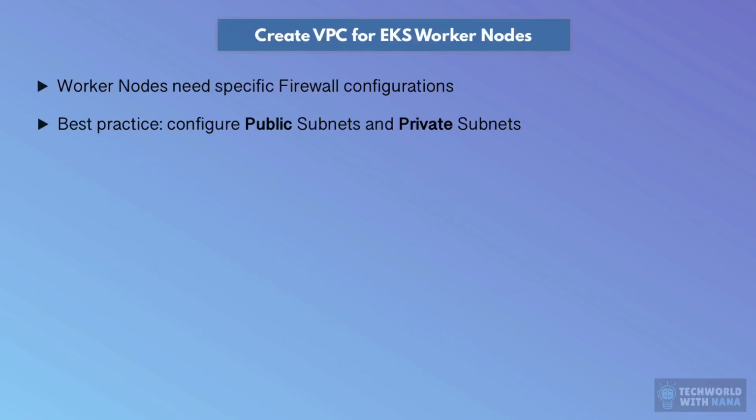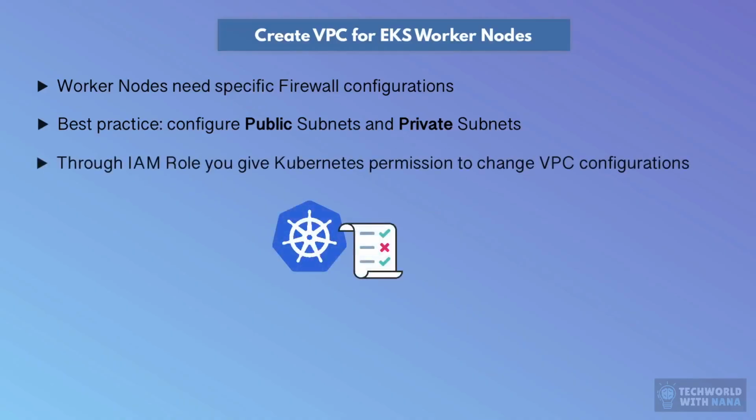And in addition to giving this information to Kubernetes, or the control plane on EKS, about our worker node VPC, you also give Kubernetes permission to change things in our VPC. Of course, that happens through a role that we just created. And that permission is basically to open ports on our behalf in our VPC.